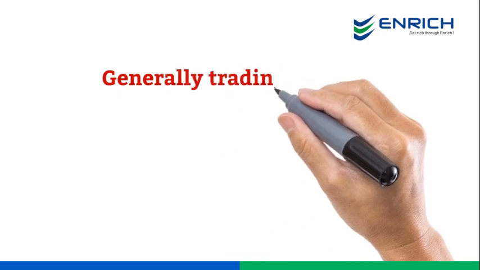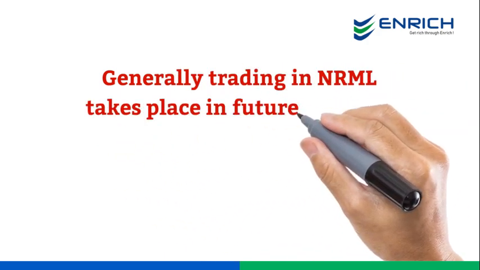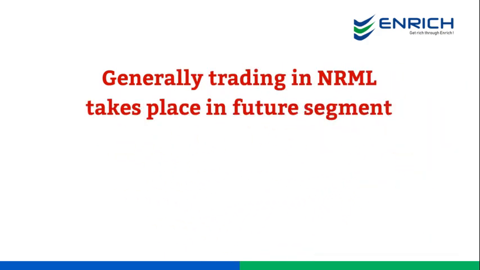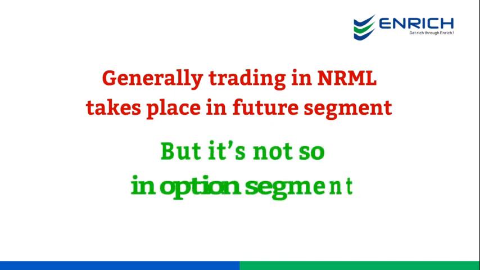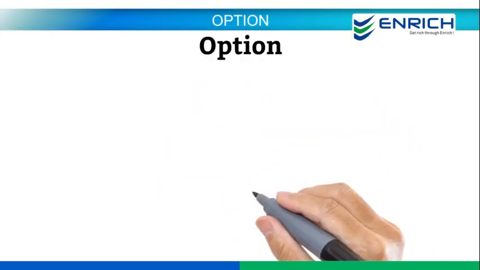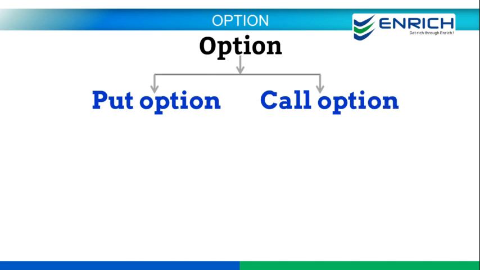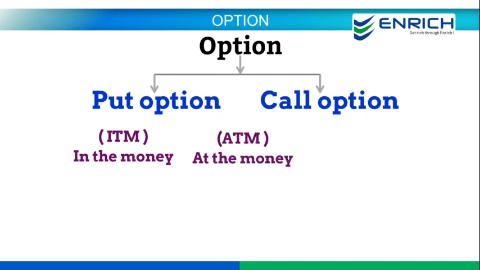Generally, trading is done through NRML in the future segment, and there is an expiry date for the product. But it's not so in the option segment. There are two options, the put option and the call option, and we can trade in different options like ITM, which is in the money, ATM or at the money, and OTM or out of the money.